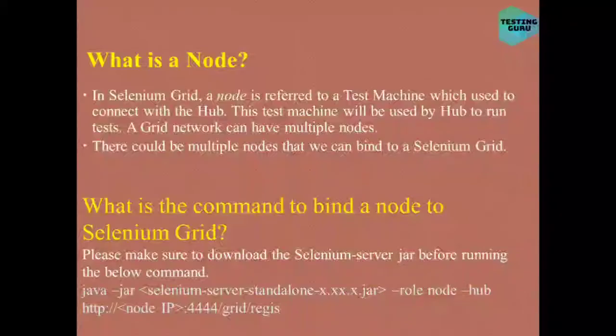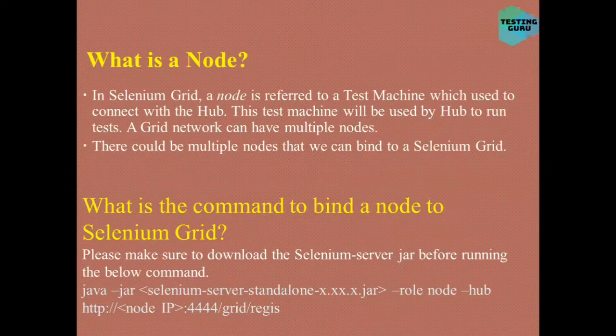Next question, what is a node? In Selenium Grid, a node refers to a test machine which is used to connect with a hub. This test machine will be used by the hub to run a test. A grid network can have multiple nodes. There could be multiple nodes that we can bind to a Selenium Grid.